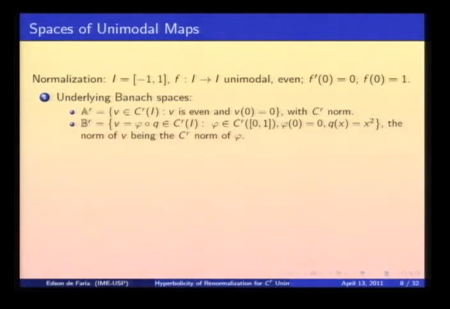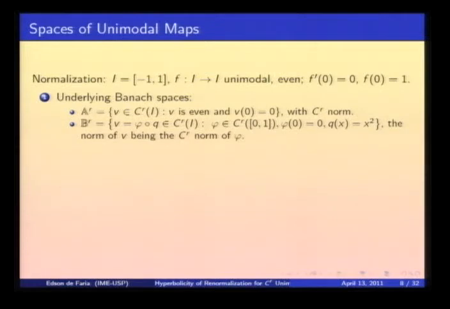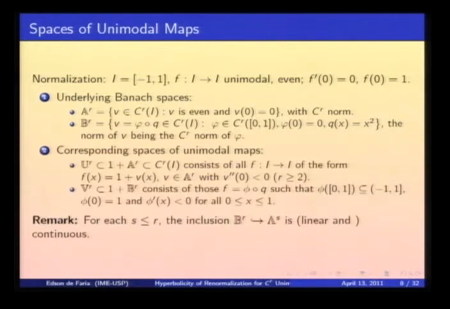We also have to consider a more restricted space, a space of maps which are not just even, they're actually factored through the map x goes to x squared. Again, you take the C^r norm of phi here, which is the thing which is composed with x squared. Now, the spaces of unimodal maps that we consider sit inside these spaces, essentially. They actually sit inside affine spaces, which are just translations of A_r and B_r, okay?